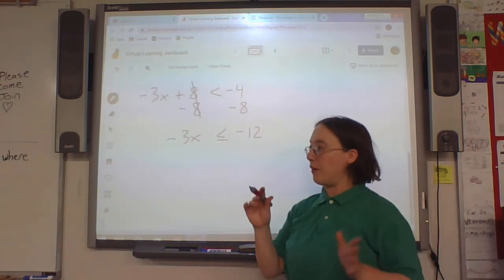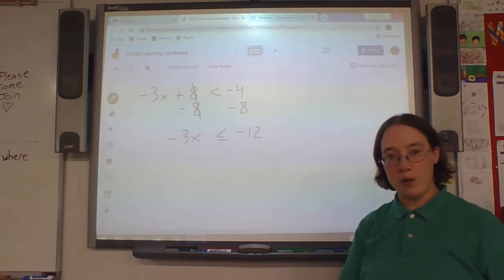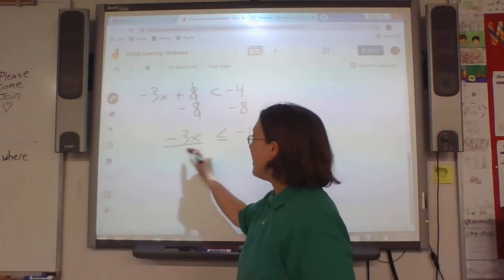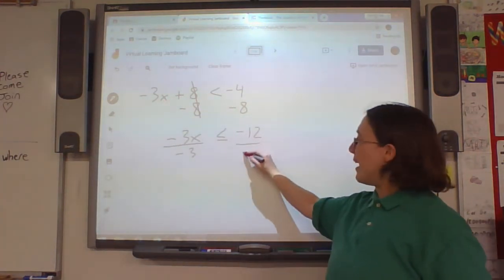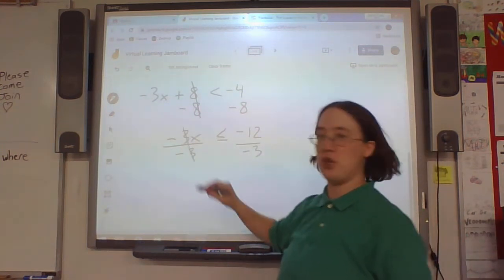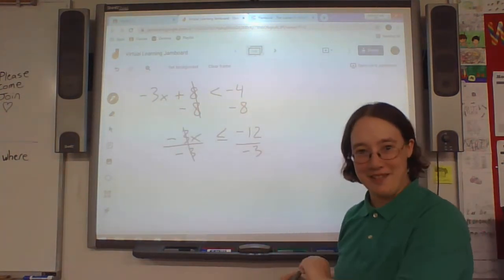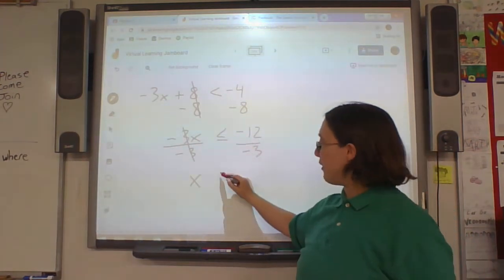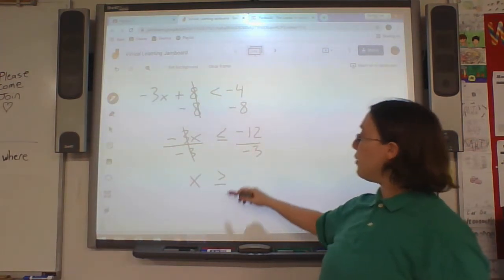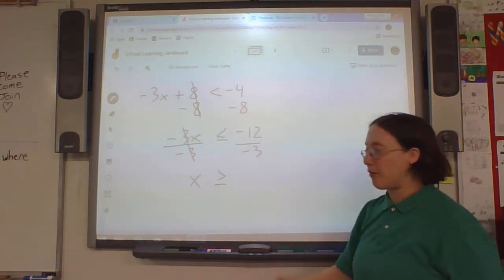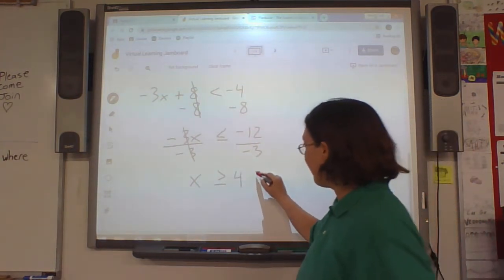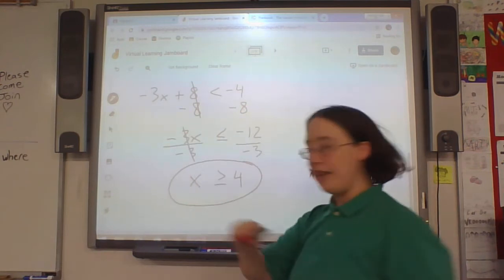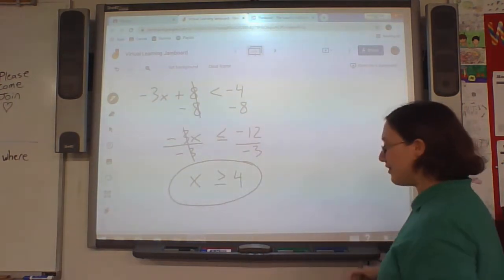All right, now if we want to get rid of multiplying by a negative 3, we're dividing by a negative 3. And since we're dividing by a negative, we need to remember to, hopefully it said swap the sign. So we've got an x here. We're switching this from a less than or equal to a greater than or equal to. And negative 12 divided by a negative 3 gets you a positive 4. And there we go.